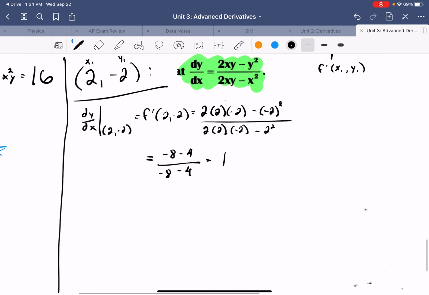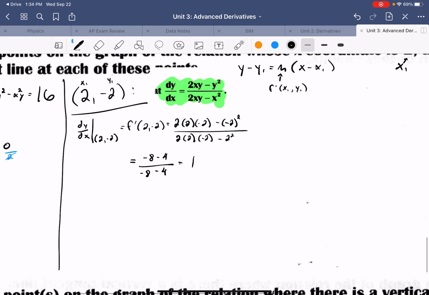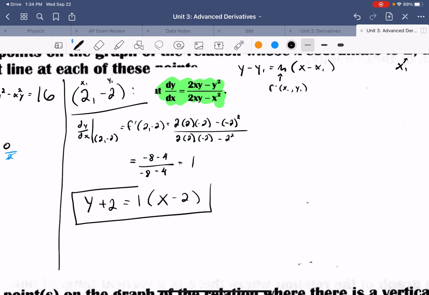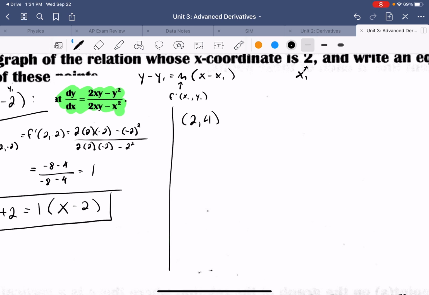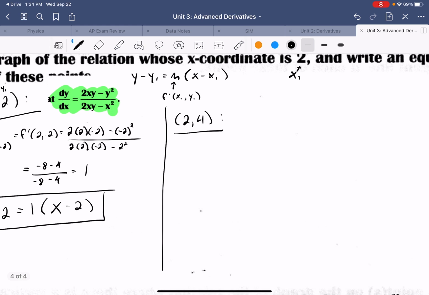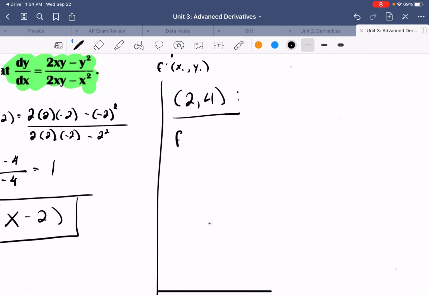So the slope here is 1, so the full equation of this tangent line would be y minus y1. My y1 is negative 2, so that's y plus 2, is equal to the slope, which was 1, times (x minus x1), and x1 is 2. So that is my first tangent line. All right. Now let's do it again with this other coordinate, the (2, 4). So I'm just going to write this as f prime of (2, 4). It's easier to write.